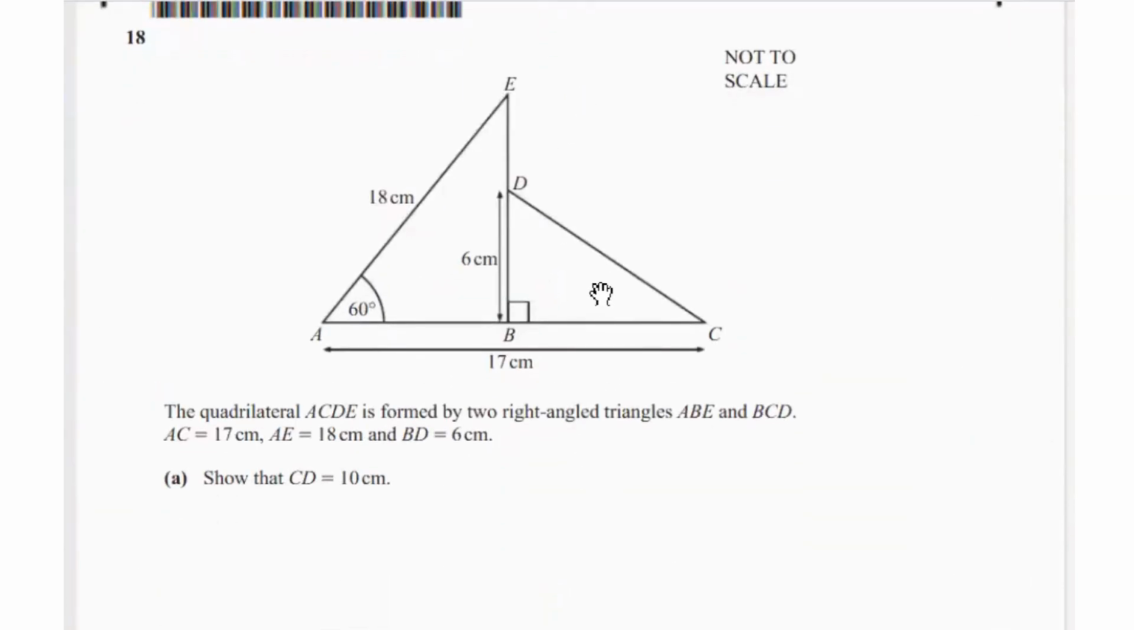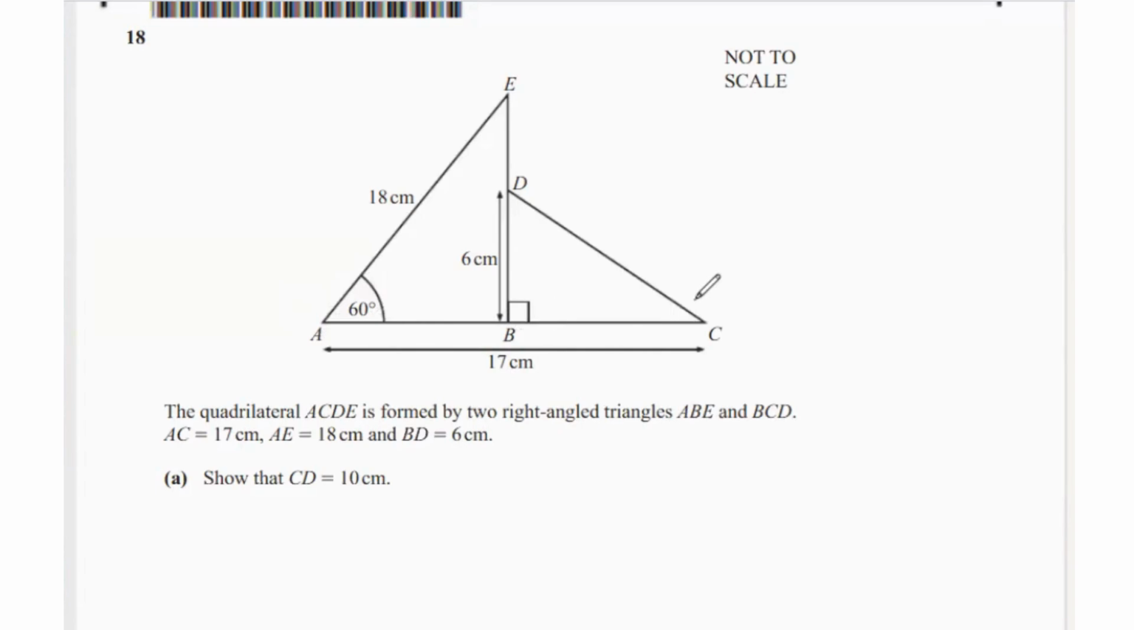Question 18 says the quadrilateral ACDE is formed by two right angle triangles ABE and BCD. AC is 17 centimeters, AE is 18 centimeters, and BD is 6 centimeters. Show that CD is 10. So to find CD, what we need to do is find AB first. Because if we have AB, we can subtract that from 17 to find what BC is.